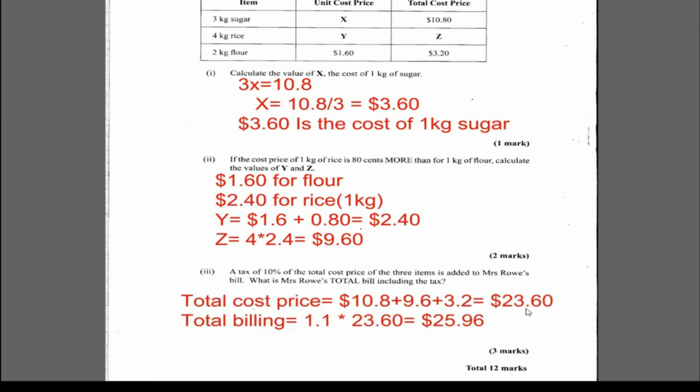Nice and easy. Another way you could do it is work out that she paid 10% tax on the sugar, 10% tax on the rice, then 10% tax on the flour, and that would give you the same. All right, nice and easy.